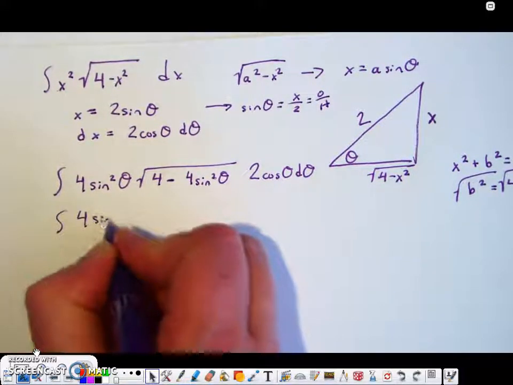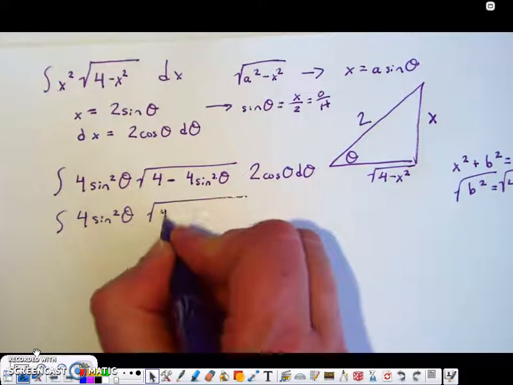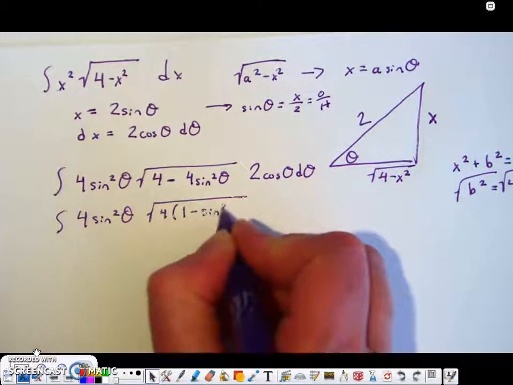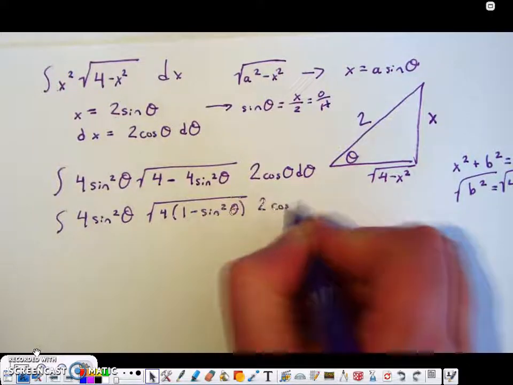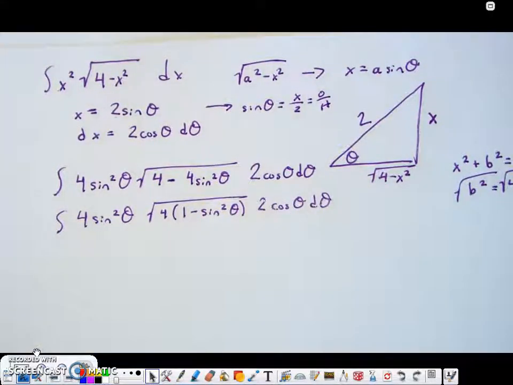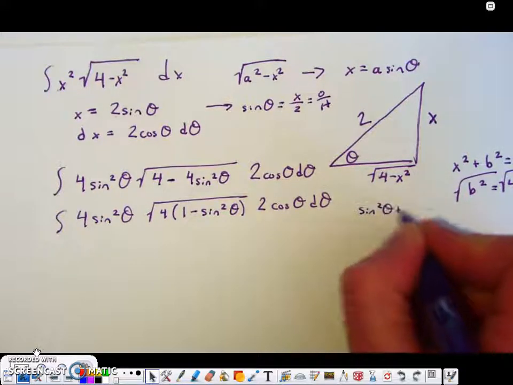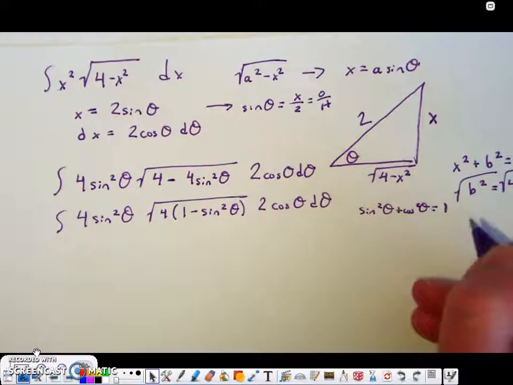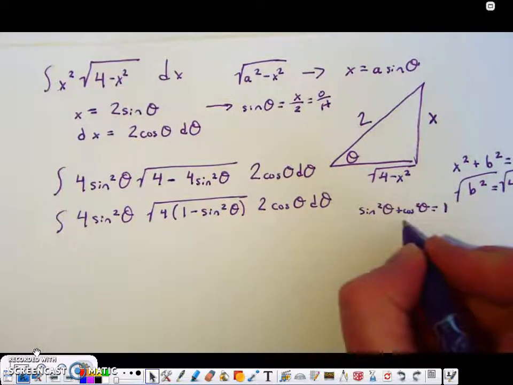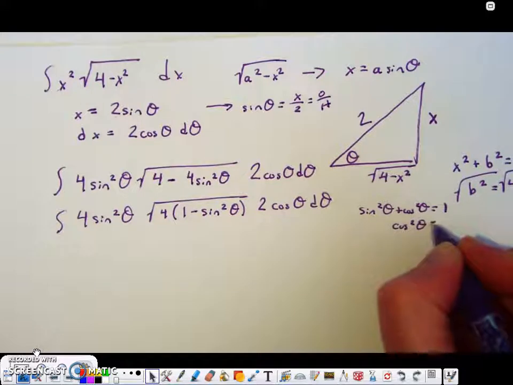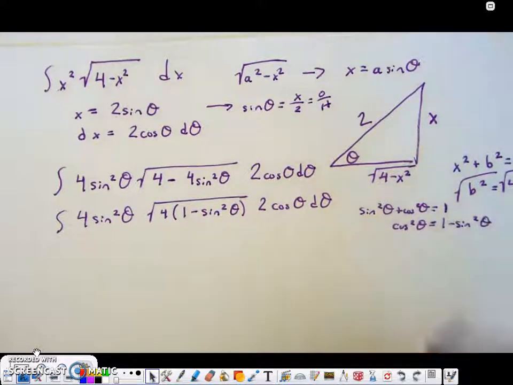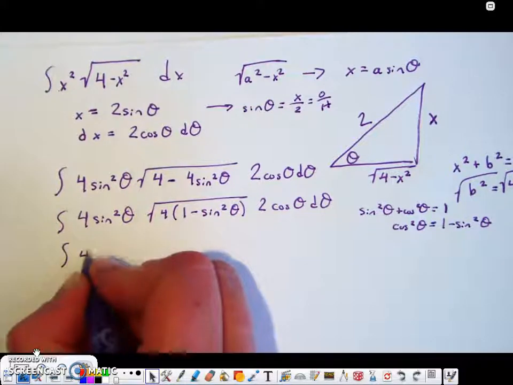So this is 4 sine squared theta. If you factor out a 4, you get 1 minus sine squared theta. That is cosine squared theta, yes. And you're getting that from sine squared plus cosine squared equals 1. So I'll just write that to the side. You don't have to unless it's helpful to you. Okay, so if you rearrange, just subtract sine squared from both sides, you get 1 minus sine squared theta. Okay, so that's what I'm going to substitute in now.